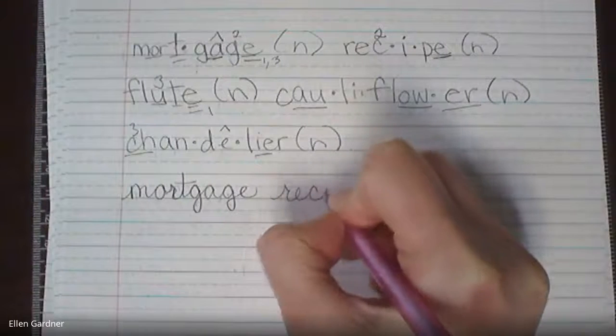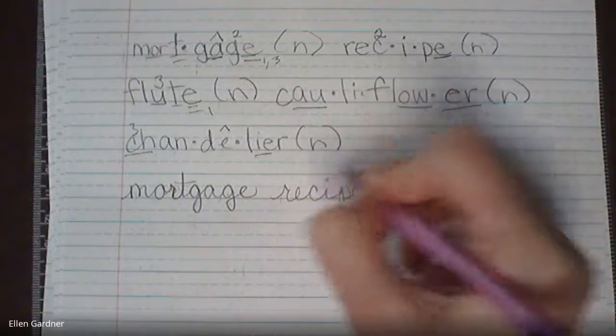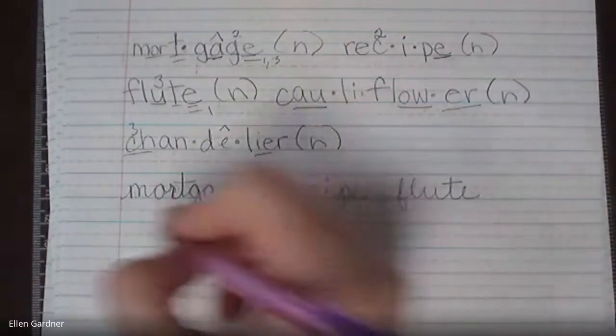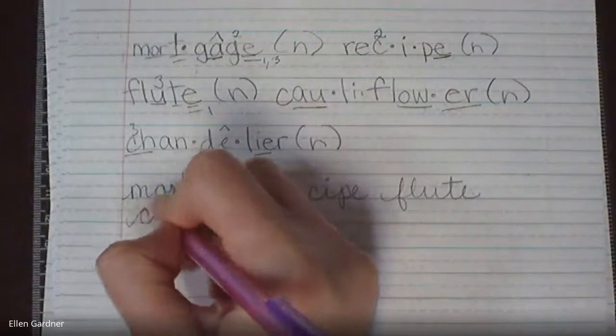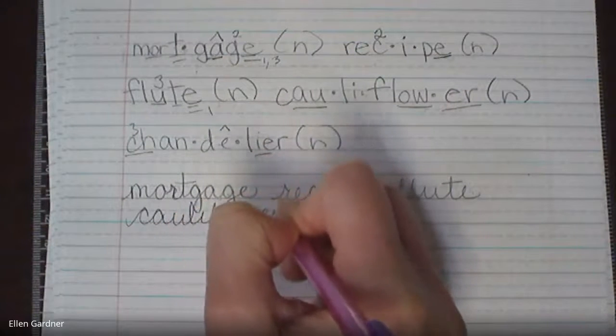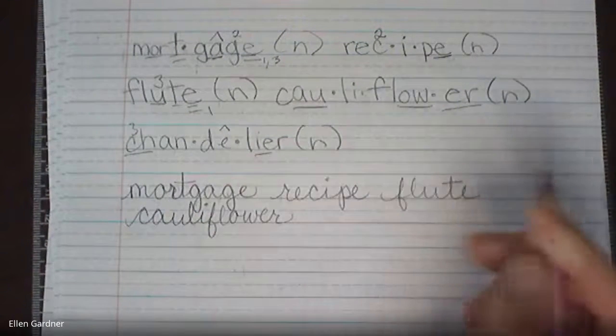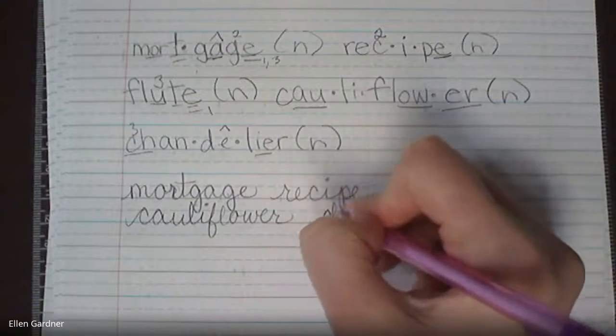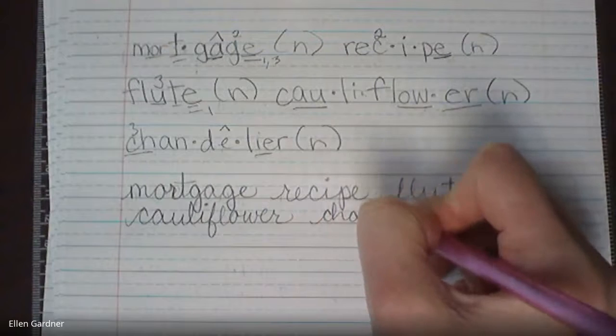Mortgage, recipe, flute, cauliflower, and chandelier.